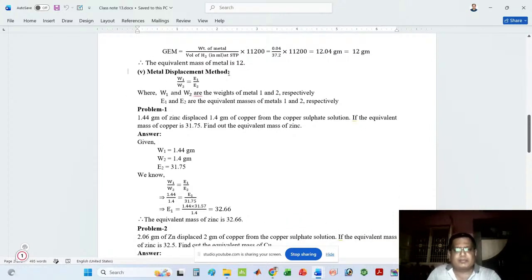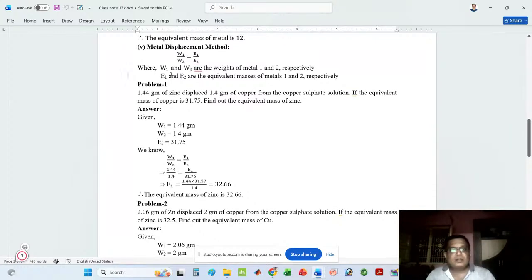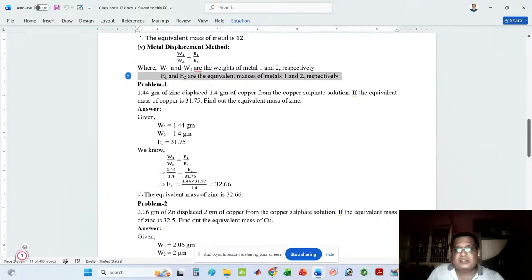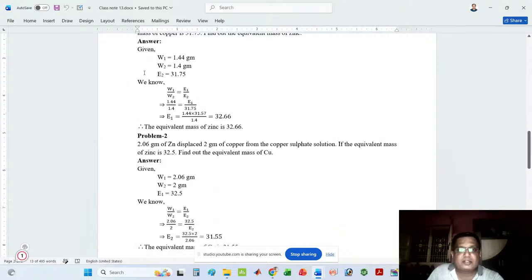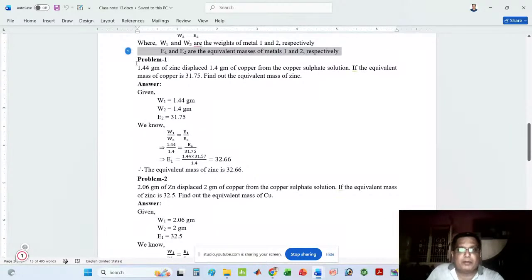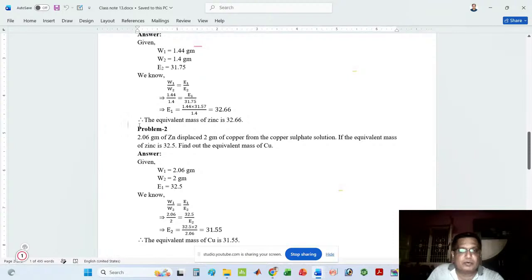According to the metal displacement method, W1 by W2 is equal to E1 by E2, where W1 and W2 are the weight of metal 1 and 2 respectively, and E1 and E2 are the equivalent mass of metal 1 and 2 respectively. I have also completed a few problems to explain the metal displacement method. These are the problems. I have completed problem number 1 and problem number 2.